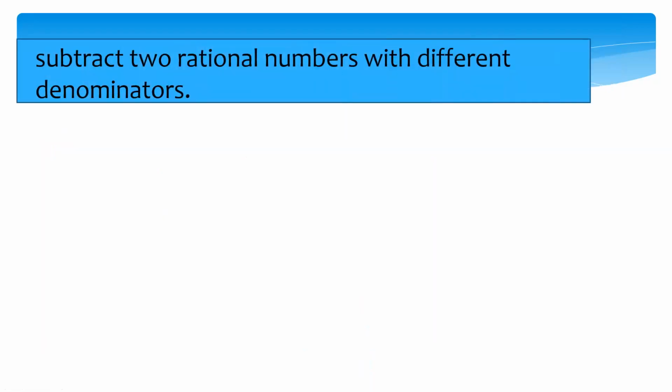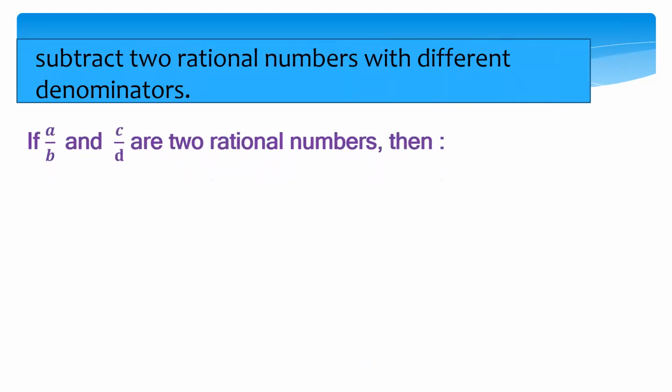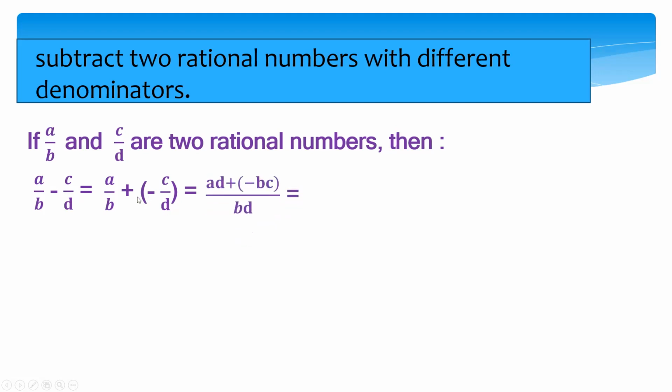Subtraction of two rational numbers with different denominators. In plus or minus, you have to make sure that your denominators are the same. If not, you have to put them in the same denominator. If I have a over b and c over d as two rational numbers, then a over b minus c over d equals a over b plus negative c over d. We convert minus into plus and put the negative with c over d in brackets.